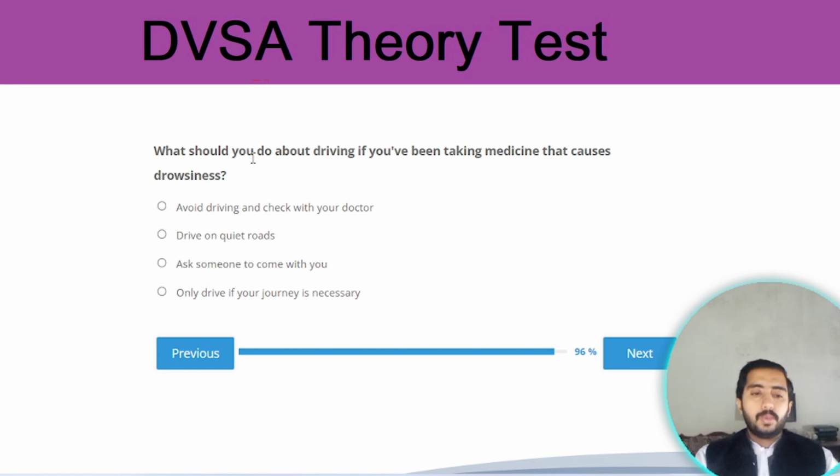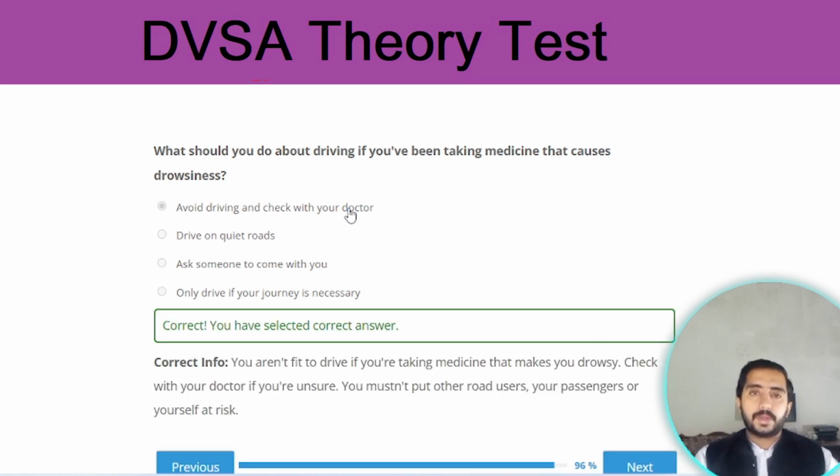What should you do? What should you do about driving if you are taking medicine that causes drowsiness? If the medicine causes drowsiness, then avoid driving and check with your doctor. Option A is the correct option.